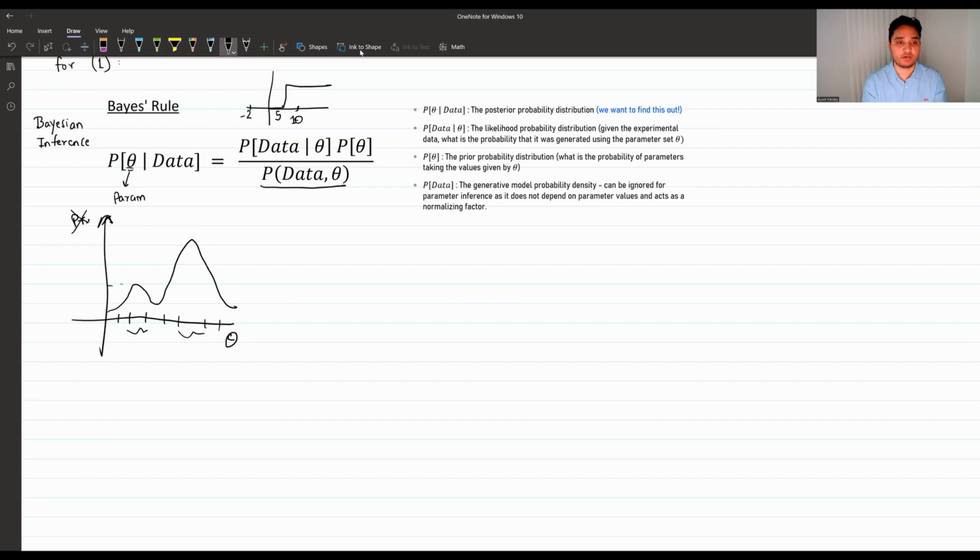And so what we can write is that the posterior probability distribution is proportional to the likelihood times the prior. And taking the log of both sides, we can write this in a simpler way, which is that the log of the posterior is proportional to the log of the likelihood plus the log of the prior.